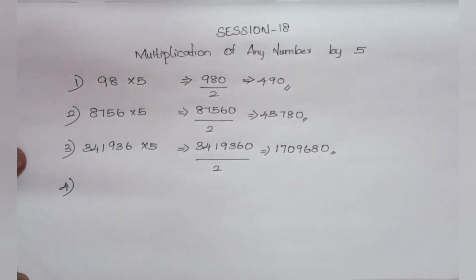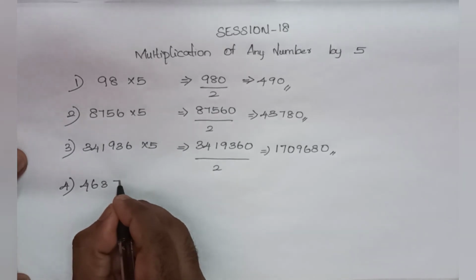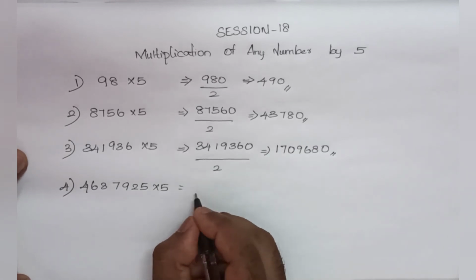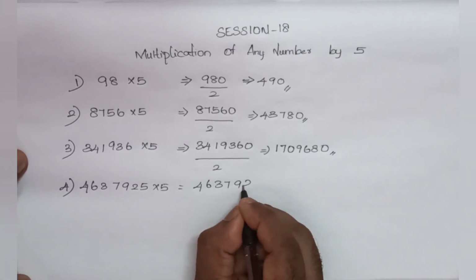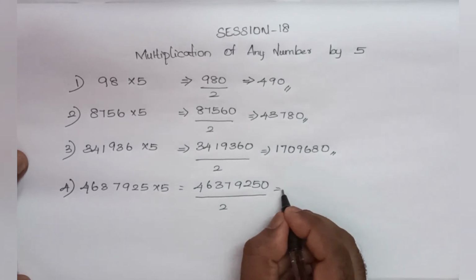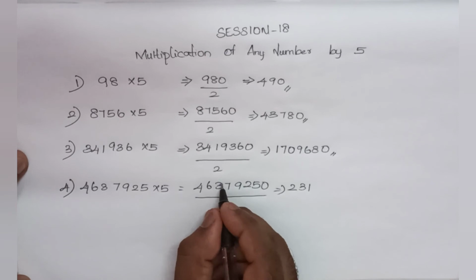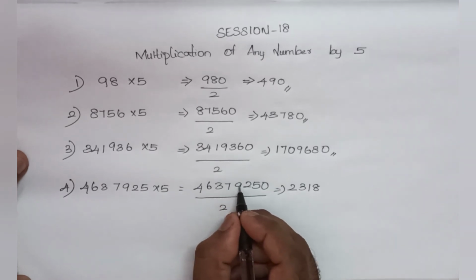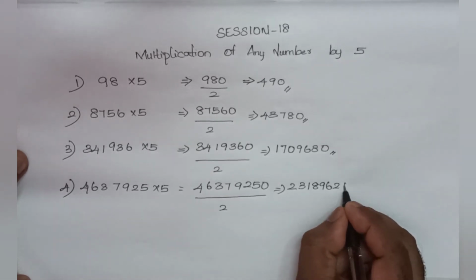This is also a big number I am taking, 4637925 into 5. Again you have to multiply with 10, so 46379250, then you have to divide by 2. So 2, then 3, 1 remainder 1 here, so it is 17, so 8, then 1 remaining here, so it is 19, 9, 2s are 18, then 6, then 2, then 5.